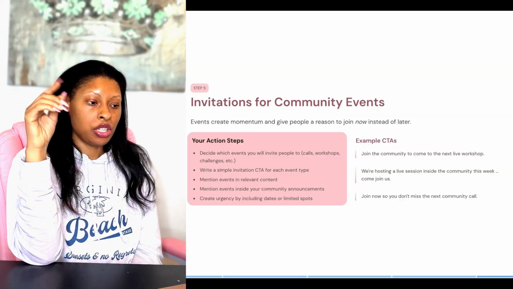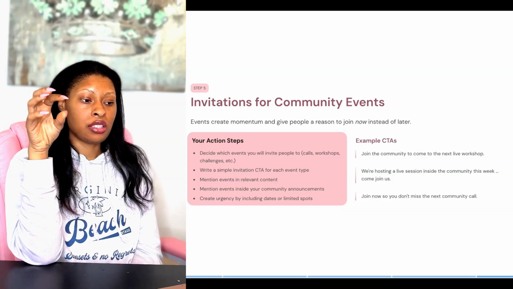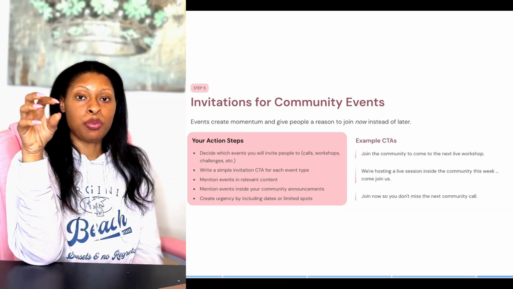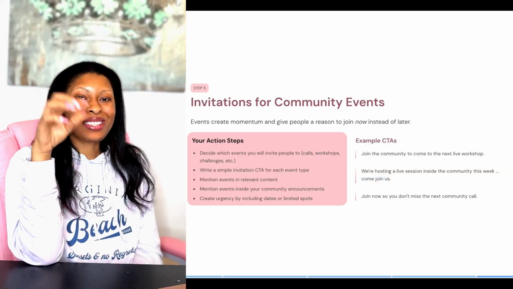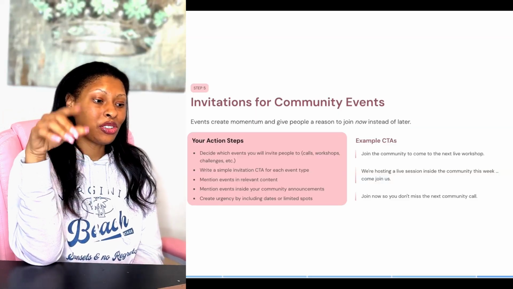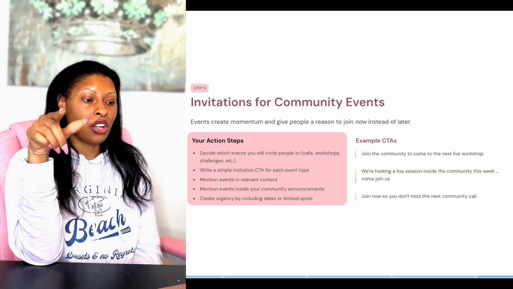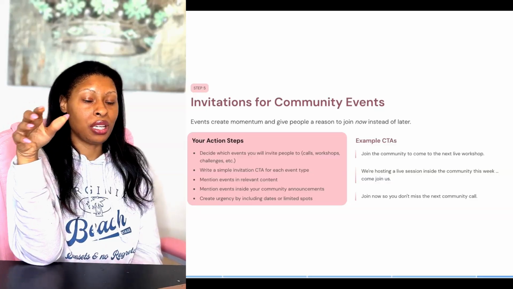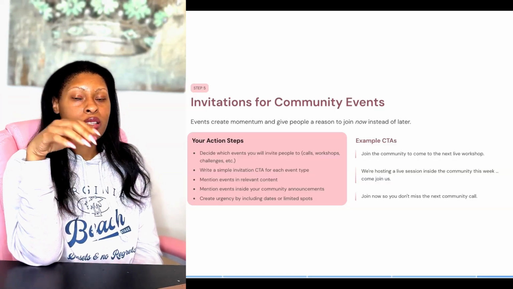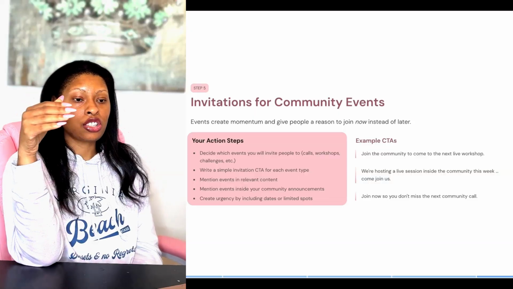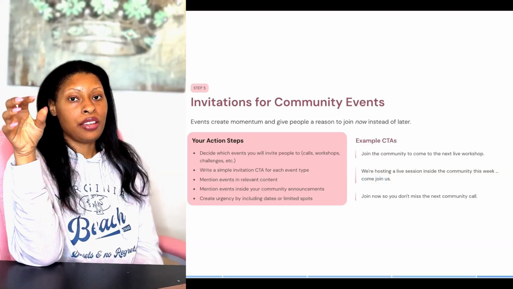So what you want to do is decide which events you are going to be inviting people to. Now, again, we walked through this when we set up the Collab community. So if you went through that, you already know what your events are going to be, at least for the next month, right? And then write a simple invitation call to action for the event types.